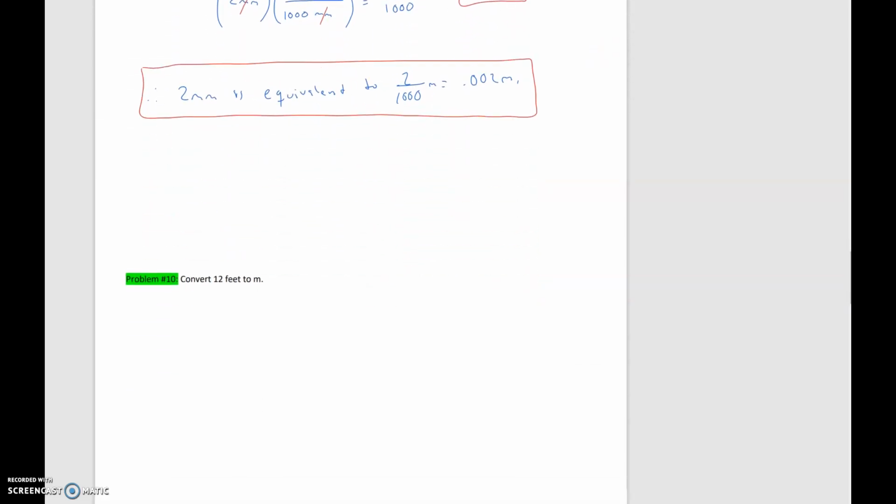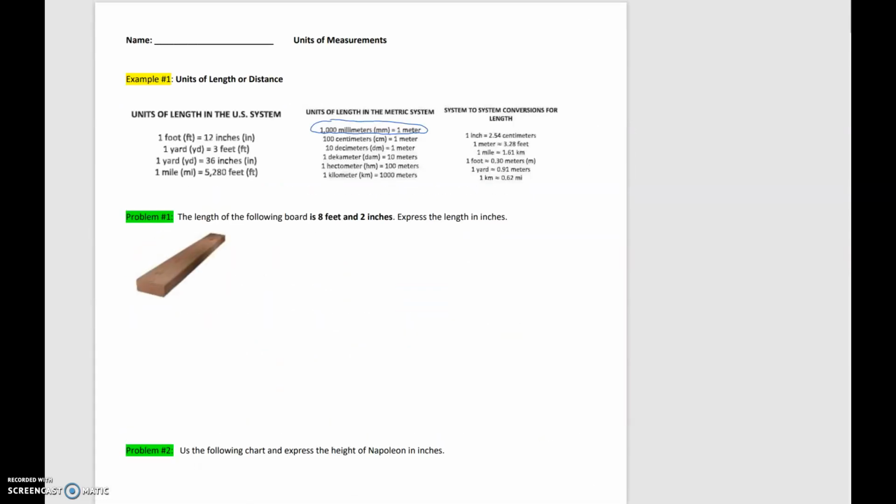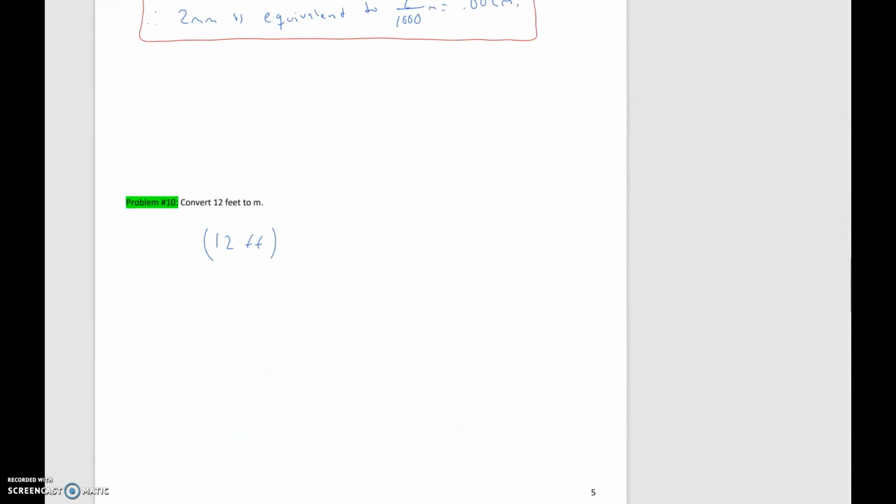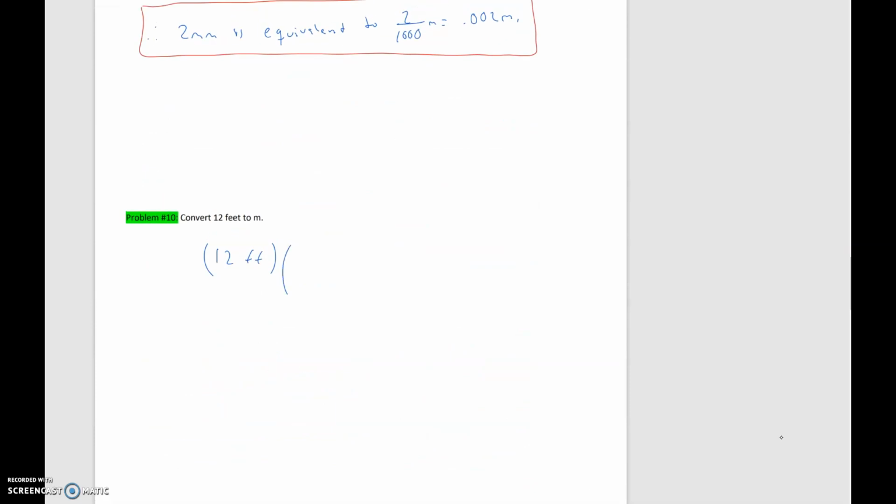Let's take a look at example 10. And in example 10, we're going to go between feet to meters. So let me start with 12 feet. And the conversion factor for feet to meter is approximately 3.28. So 3.28 feet is equal to 1 meter.